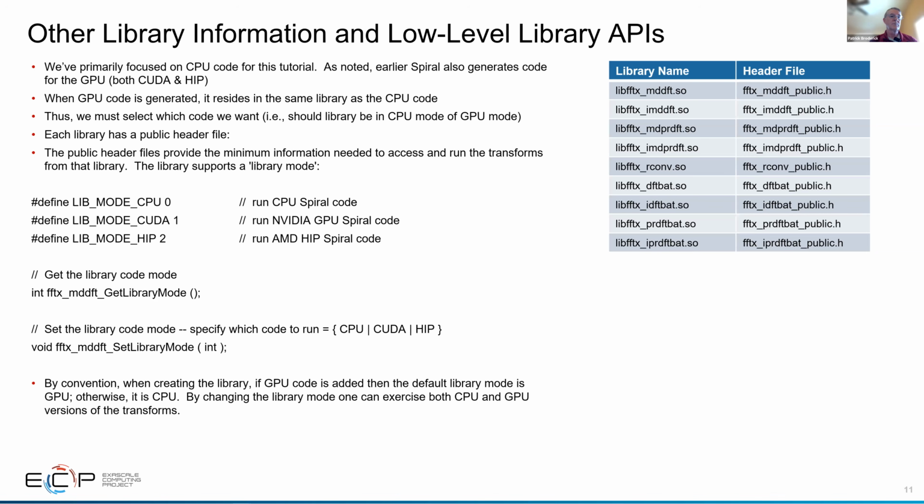Anyway, by convention, when we create the library, if GPU code is added, then the default library mode is the GPU, and that'll be either CUDA or HIP. Otherwise, it's CPU. If you want to write an example or run a program that uses both GPU and CPU code, or both versions of the transform, you need to set the library mode appropriately when you want to call CPU versus GPU.